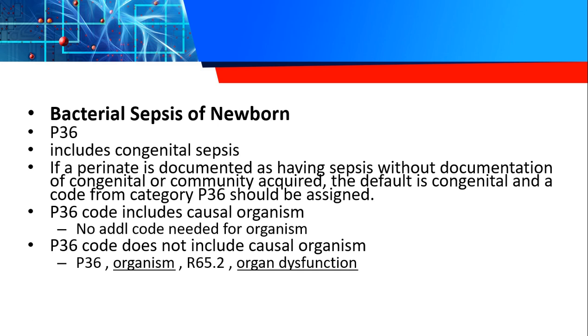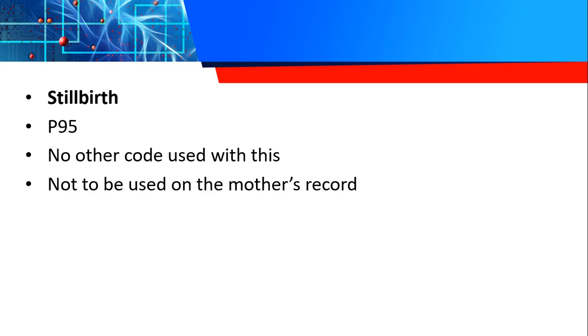Okay? And the last one, I think, for your chapter 16 is your stillbirth. And your code for stillbirth is your P95. No other code is used with this, and it is not to be used in the mother's record, meaning the baby is already dead right after the delivery. Okay, or it can be inside the womb. It's already dead. Okay, so that is your stillbirth, and your code for that is your P95.